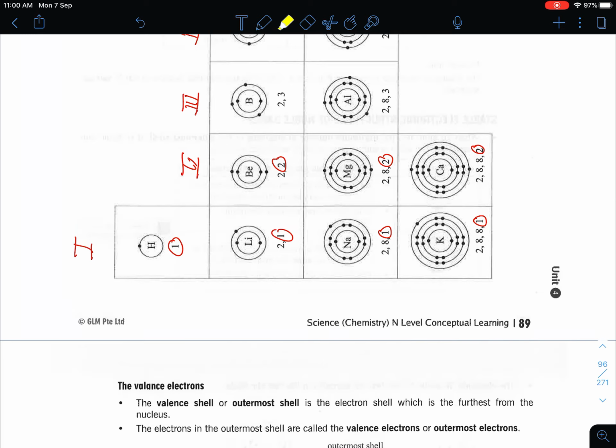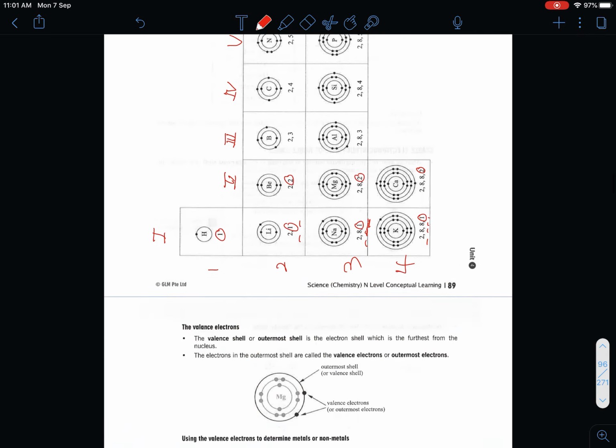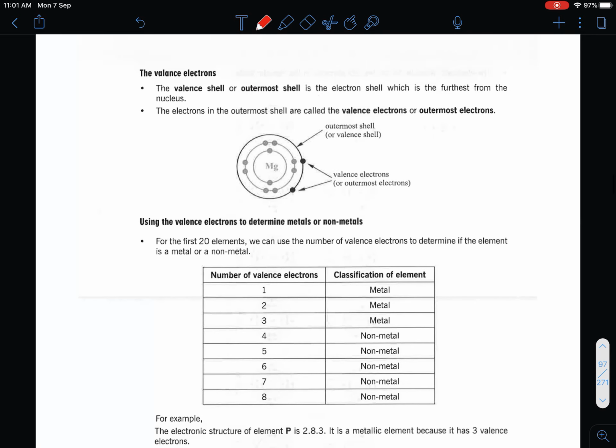So this is the only exceptional case as compared to the rest. The number of periods is, if you count this as 4, this has 1 shell, so this is period 1, period 2 because 2 shells, period 3 because there are 3 shells, and period 4 because there are 4 shells as per normal. So this is how you arrange them in the periodic table.